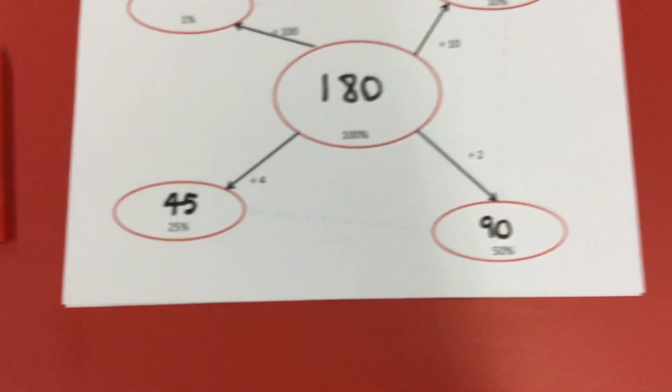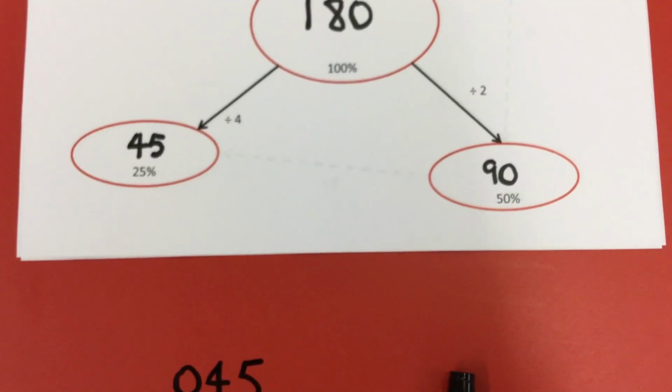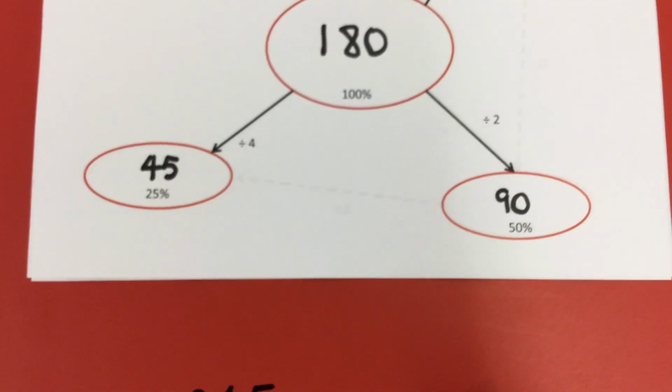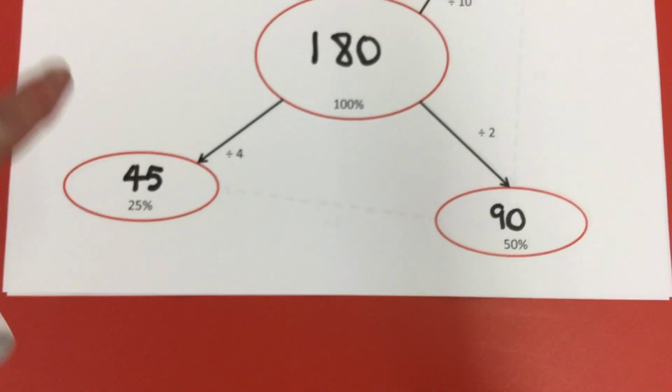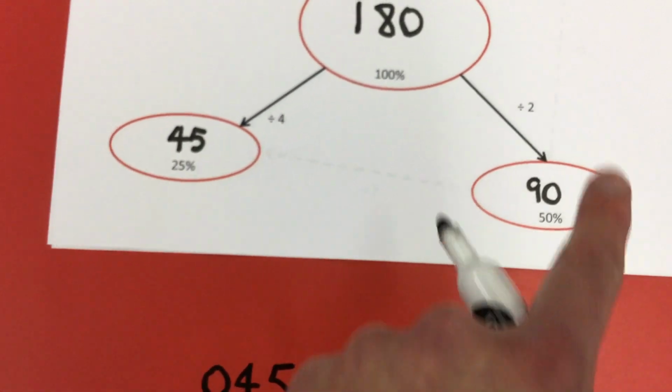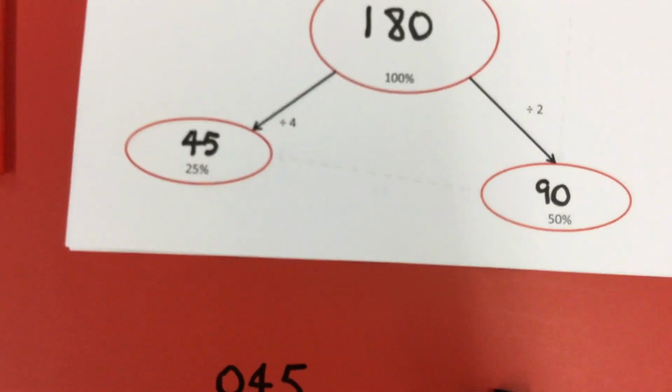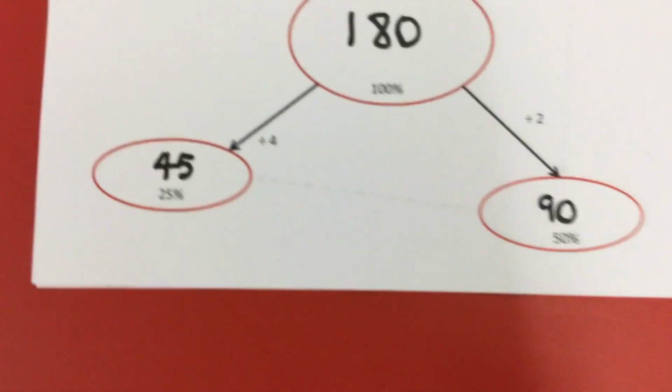You may have also noticed that 45 is half of 90. That's because 25% is half of 50%. So you don't even necessarily need to do this step. You can find 50% and then half it, because a quarter is half of a half.